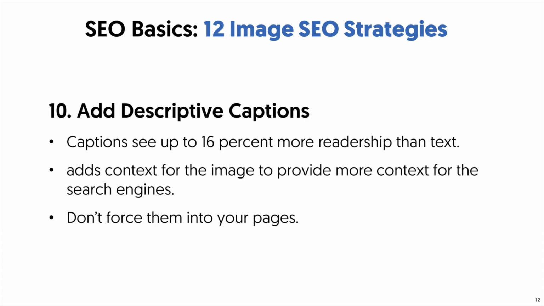Number 10, add descriptive captions when it makes sense. So captions are actually read more than the text on the page. Similar to headers and bullet points, captions see up to a 16% higher readership than regular text. And the other thing that's good about this is that the captions under pictures can help explain what the picture is about. It can kind of connect it to your story. And it also gives the search engines like Google and Bing more copy to index. The more information Google and Bing have about a page, the better they can actually rank the page.